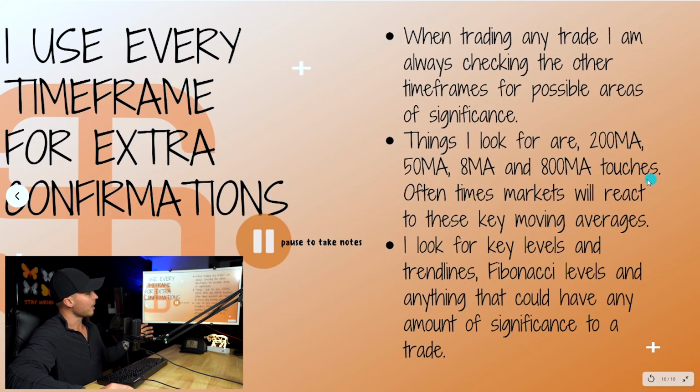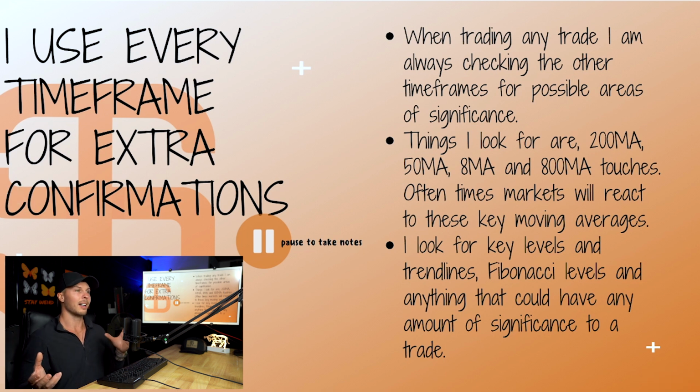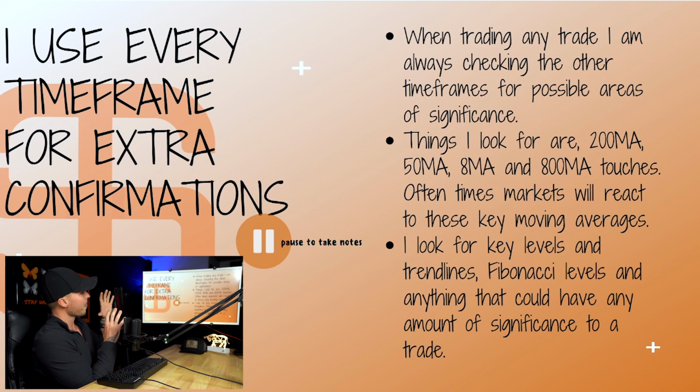So when trading, I'm always checking the other time frames for possible added confluences. The things I look for on the higher time frames are the trend line touches. They're also the moving average touches. And oftentimes the market, for example, I called out a trade today.